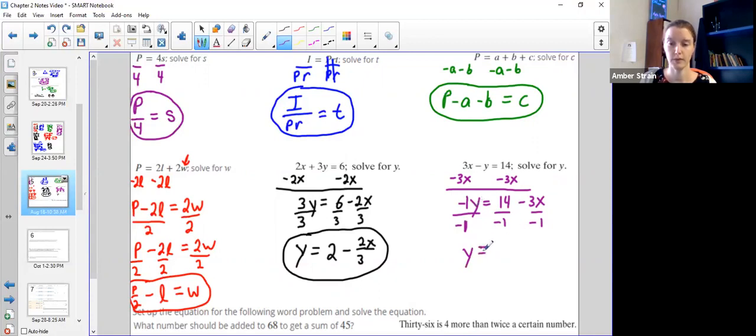Now you can see how this one's much easier to reduce. If I had it all over 1, I'd have to kind of think about it. But 14 over -1 is -14. -3 over -1 is +3. And there's our cleaned up equation.